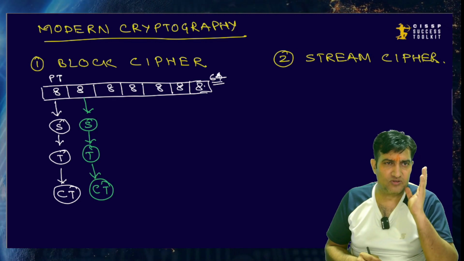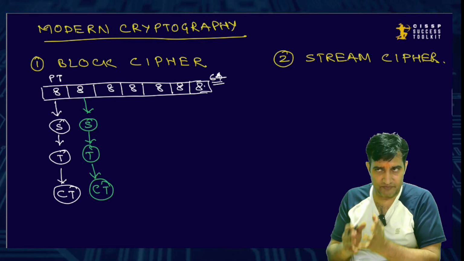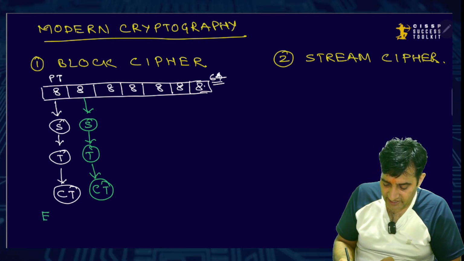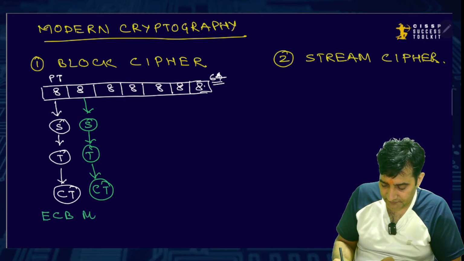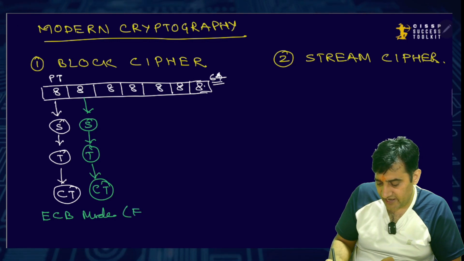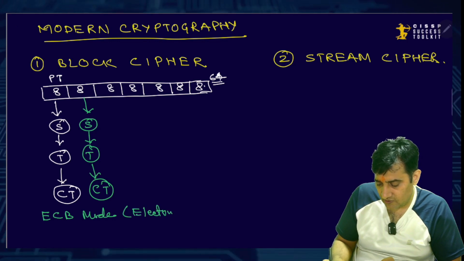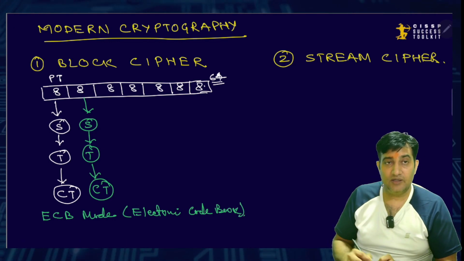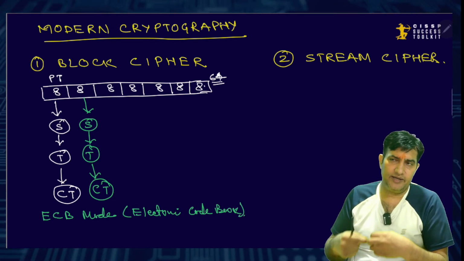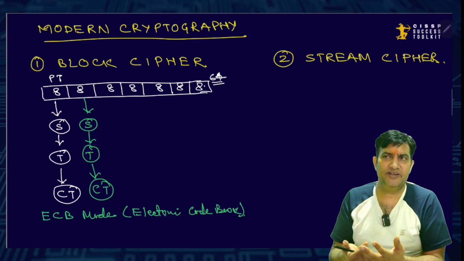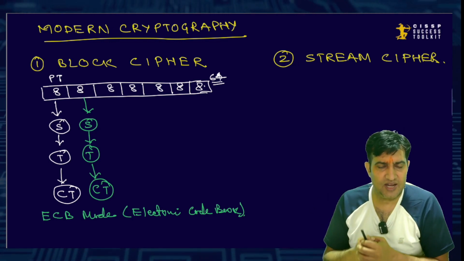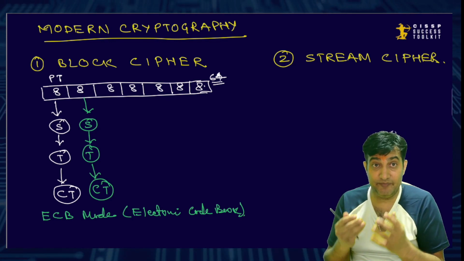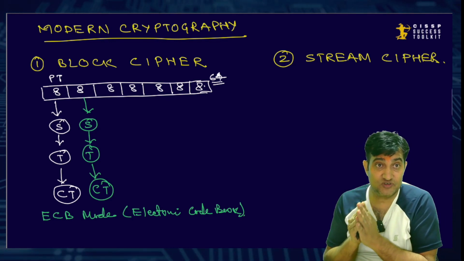The plain example which I described is called block cipher in ECB mode. It is also called Electronic Code Book. Electronic Code Book is the simplest form of implementation of the entire block cipher, and it is called simplest because in this one every block is independently going through transposition and substitution.